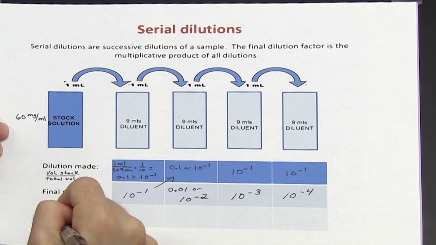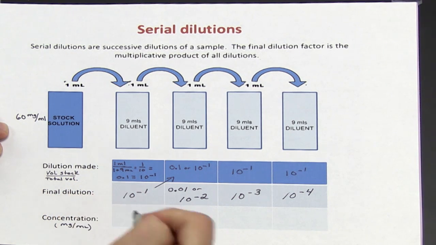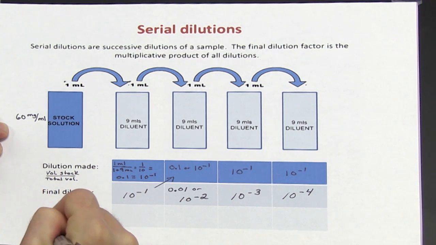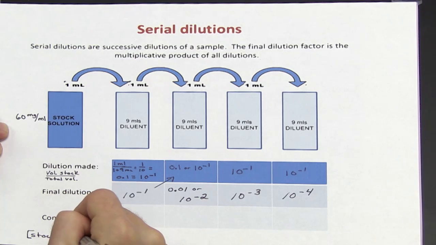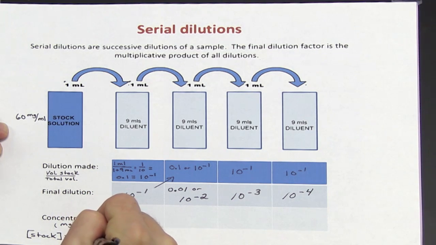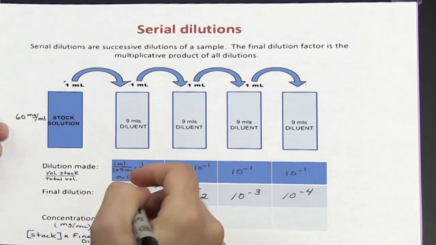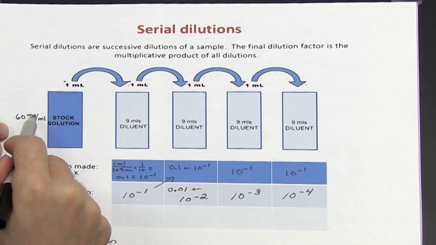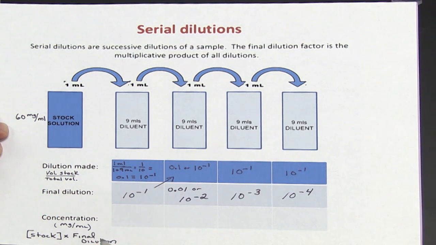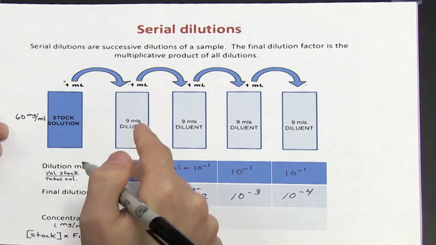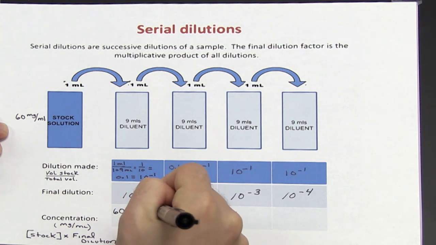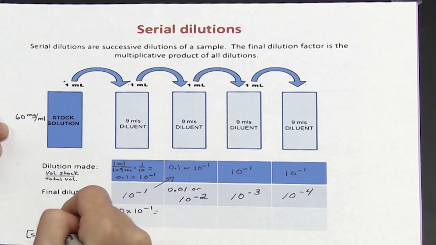So the concentration, which will be in mgs per mil in this case, is calculated by taking the stock solution concentration and multiplying that by the final dilution. So in my first vial here, the stock solution is 60 milligrams per mil, and I multiply it by its final dilution, 10 to the minus 1, which tells me that this concentration of solution will be 60 times 10 to the minus 1, which is the same thing as 6 milligrams per mil.